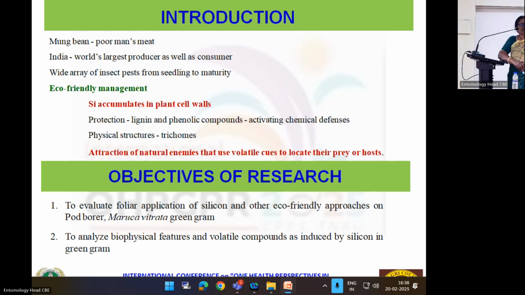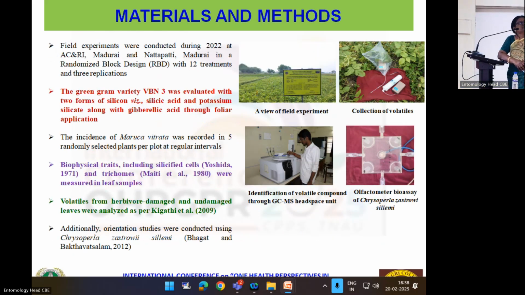Another important thing is that by the addition of silicon, it attracts the natural enemies that use volatile cues to locate the prey. With this background, the research was carried out with two objectives. That is, foliar application of silicon was evaluated in combination with other eco-friendly approaches for the pod borer, Maruca vitrata, and also biophysical features and volatile compounds as induced by silicon were analyzed. Next, this is about methodology.